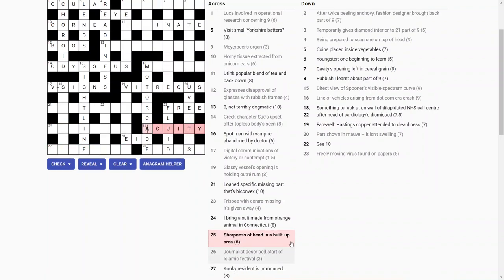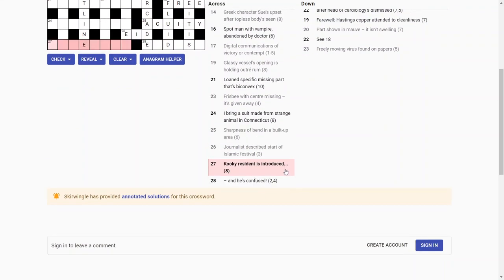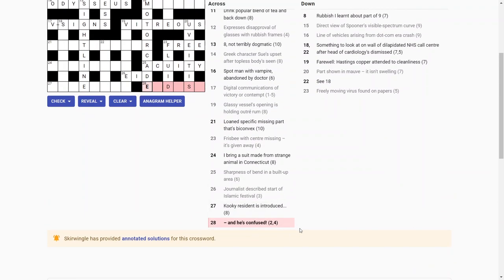Now, when you see something like this, where one clue starts here and finishes here, normally you treat them completely separately. Now, this looks like an anagram of 'and he's', doesn't it? Oh, no way. So, wonderful. That is amazing cluing. It is an anagram of 'and he's'.